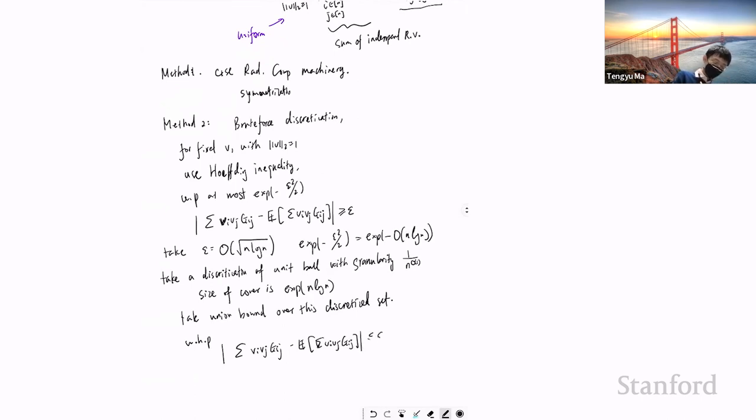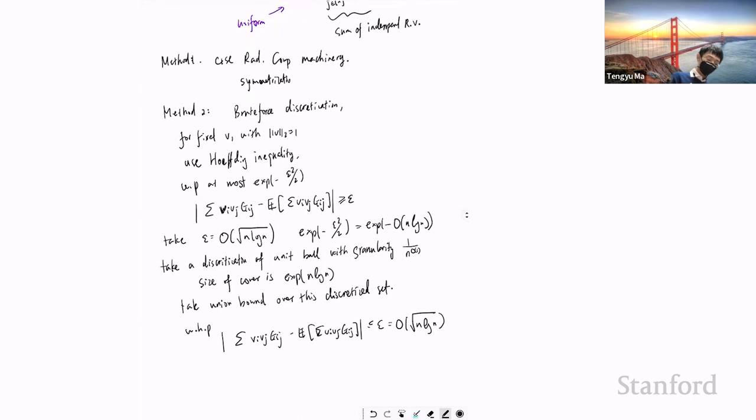Is less than epsilon, which is chosen to be square root n log n. I'm skipping a lot of details because today we don't have a lot of time to complete all the materials. So I'm making it brief, but I think you get the rough point. And if you work it out, it wouldn't take too much time to work out the details.